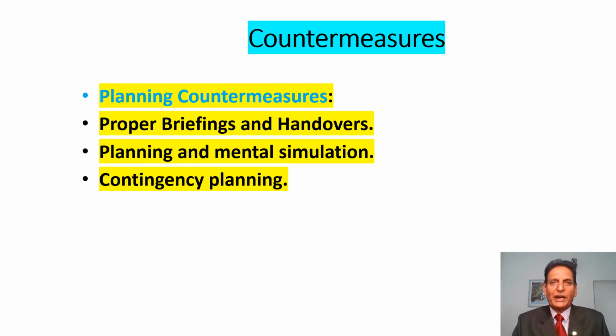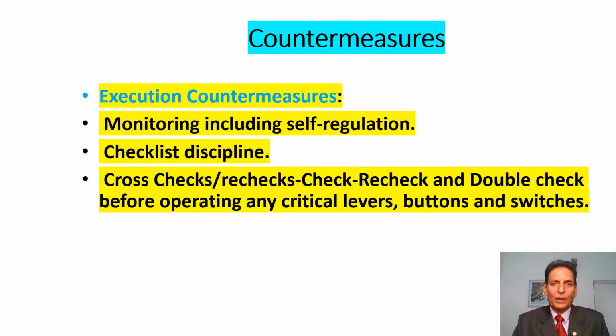Now we shall discuss planning countermeasures. Proper briefing and handovers is very essential. Planning and mental simulation. Contingency planning. Execution countermeasures. Monitoring including self-regulation, checklist discipline, cross-check, oblique rechecks, that is check, recheck, and double check before operating any critical levers, buttons, and switches.